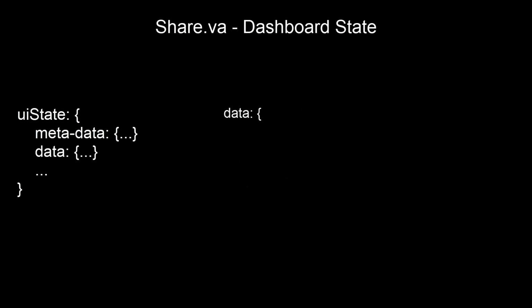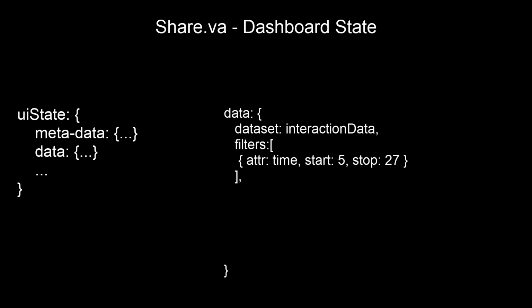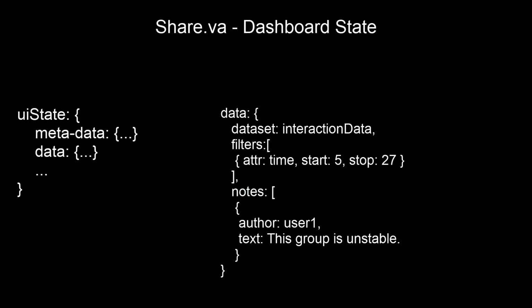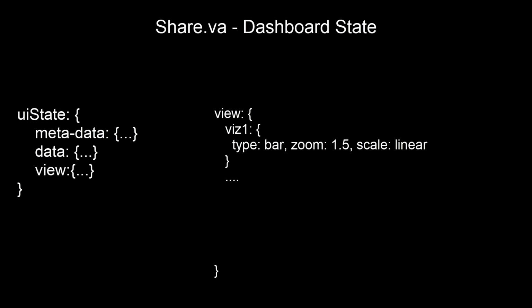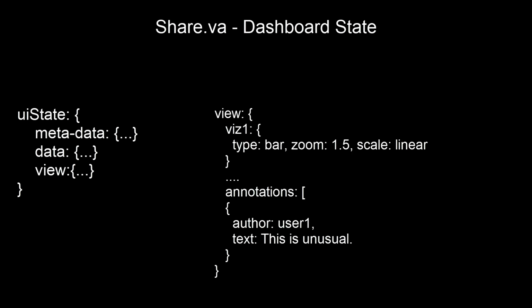The data component contains a pointer to a data set, data filters or functions, and the parameters of those functions or filters. It also contains the notes that describe insights at a specific state. And finally, the view component contains the visual properties of the dashboard such as the visualization types, their zoom levels, axis scales, and other visual properties. It also contains the annotations made to the visualizations.